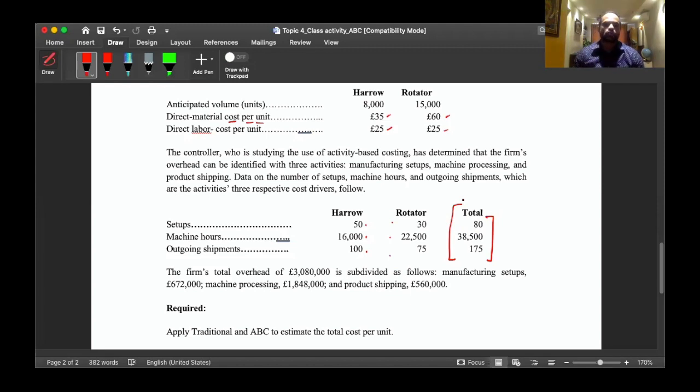All right. So now apply traditional and ABC to estimate total cost per unit. You have to do step six as well, total cost. You have to calculate overhead in your question; material and labor are already given. So now calculate total cost using traditional.